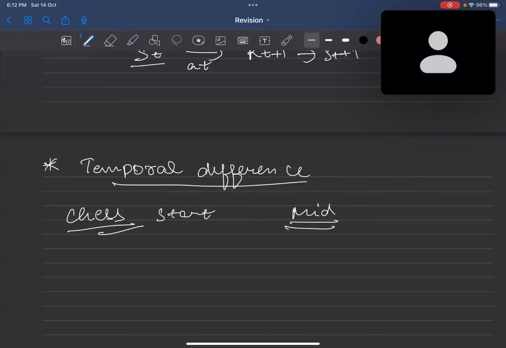So, can I say in TD learning sometimes, okay, I'll come to that also. First of all, what is the exploration versus exploitation dilemma?